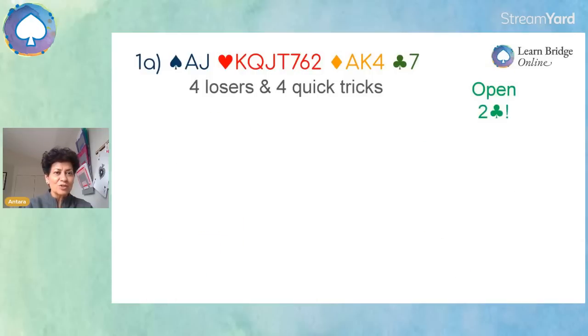So why are we talking about loser trick count and quick tricks? As we discussed earlier, the rule of 44 is you've got to have no more than 4 losers and at least a minimum of 4 quick tricks. So let's have a look at 1A. Let's have a look at this example.